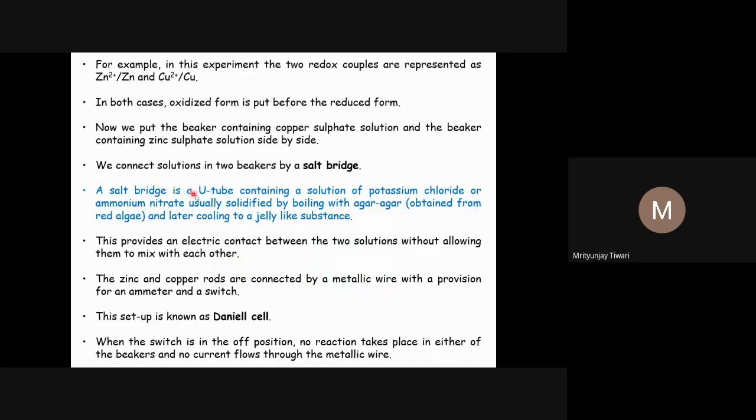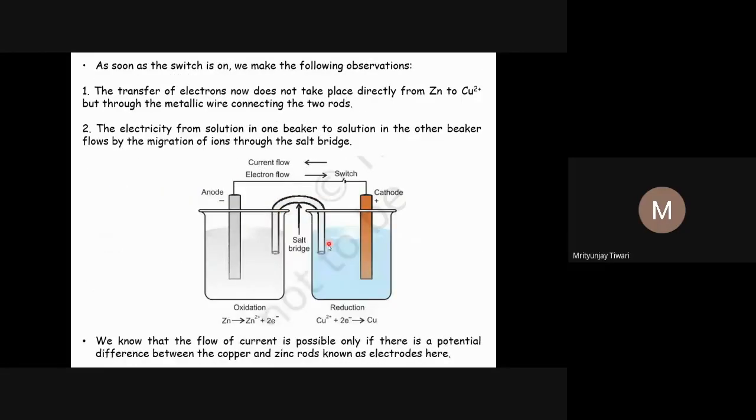So a salt bridge is a U-tube containing a solution of potassium chloride or ammonium nitrate. Ammonium nitrate and potassium chloride, or sodium nitrate, which you can also add, are usually solidified by boiling with agar obtained from red algae, and later cooling into a jelly-like substance. Agar is also a jelly-like substance. You add that potassium chloride or ammonium nitrate, and that is called a salt bridge.